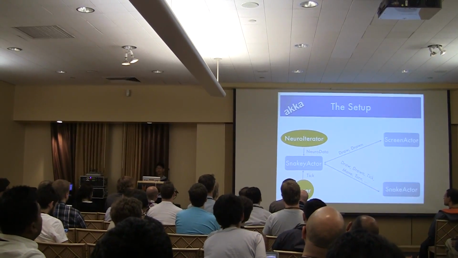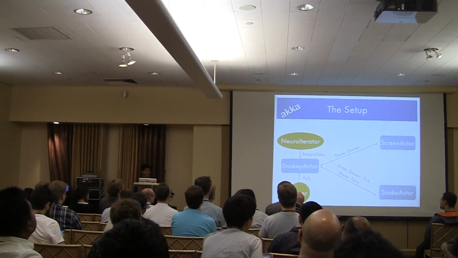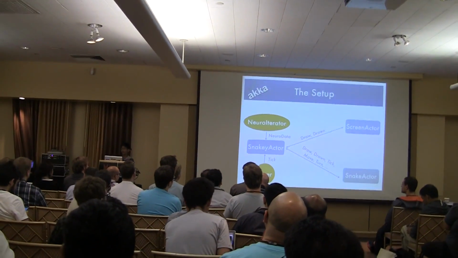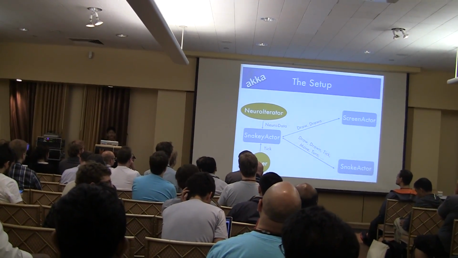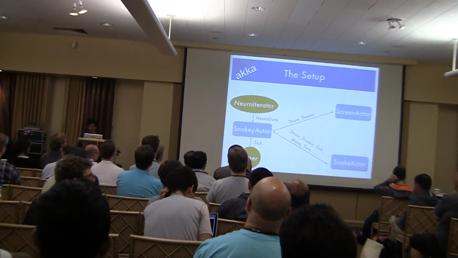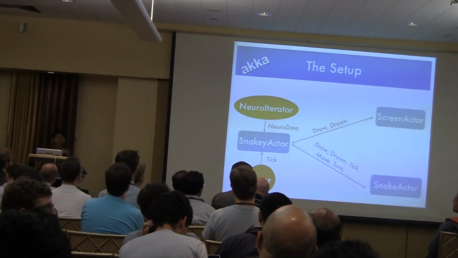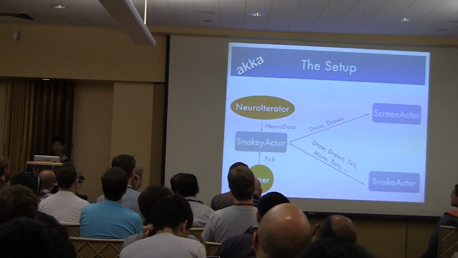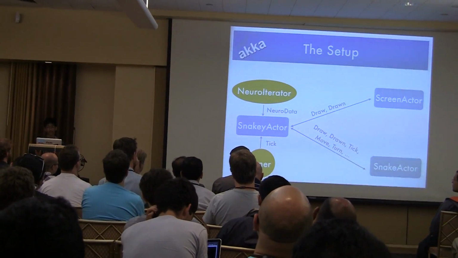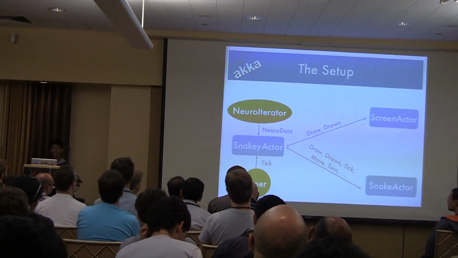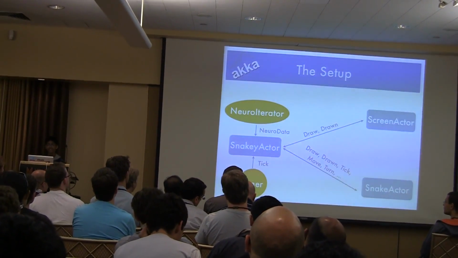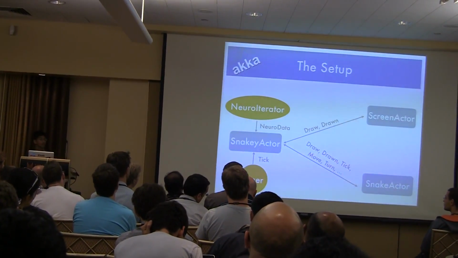My Neuro iterator is sending Neuro data to my snaky actor, and my timer is sending ticks to my snaky actor. In addition to snaky actor, I have two other actors, my screen actor and my snake actor. My screen actor manages what's being displayed on my screen. Snaky actor will send it draw, and it will reply with drawn after it has drawn. Snaky actor also sends draw to snake actor, and it replies with drawn. And snaky actor also sends ticks, moves, and turns.